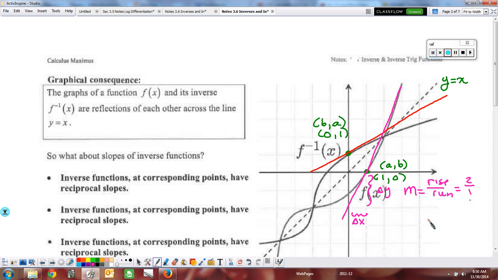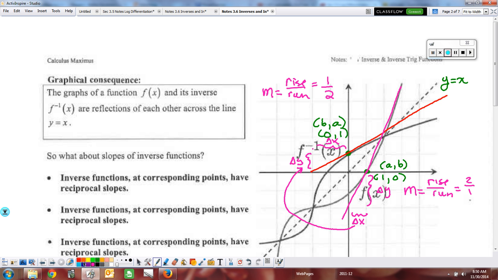But now think, what did I do? I switched x and y. So the change in x becomes the change in y on the inverse, and the change in y becomes the change in x on the inverse. So now if I wanted the slope of the tangent at the corresponding point, it's still rise over run, but now this rise was the old run, and the run is the old rise, which is 2, because you switched x and y.